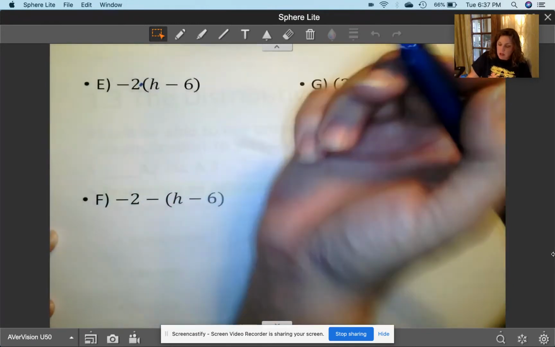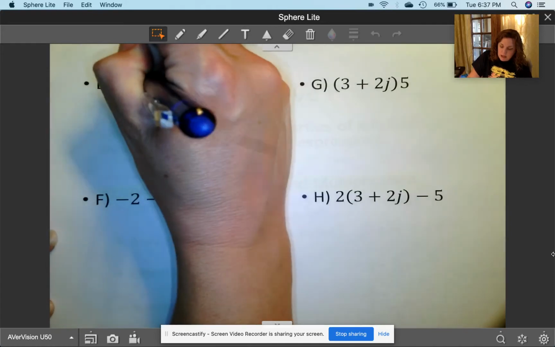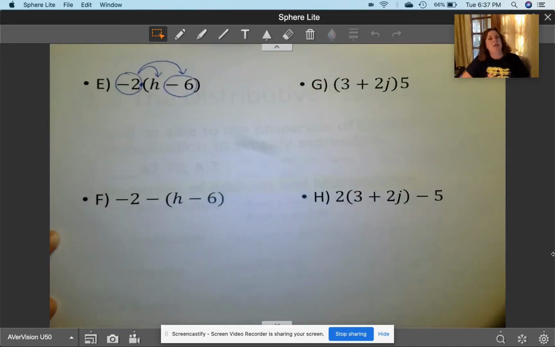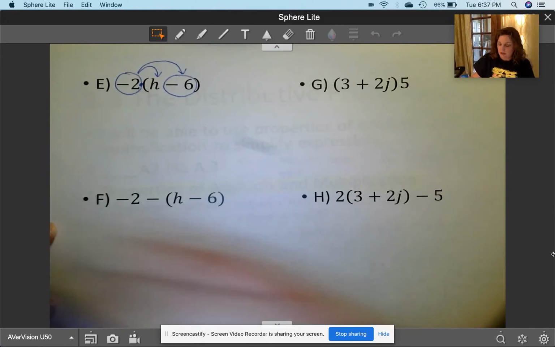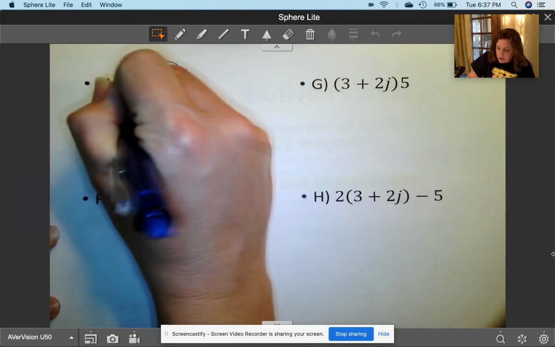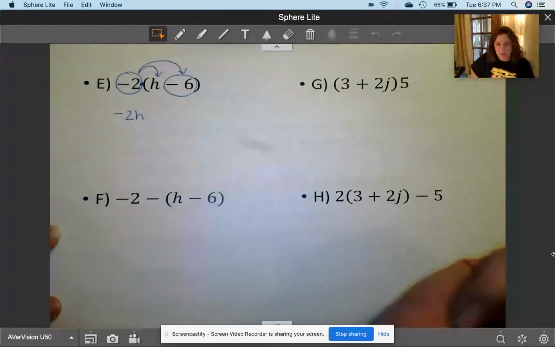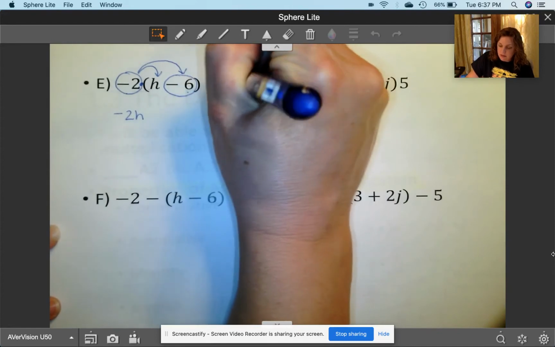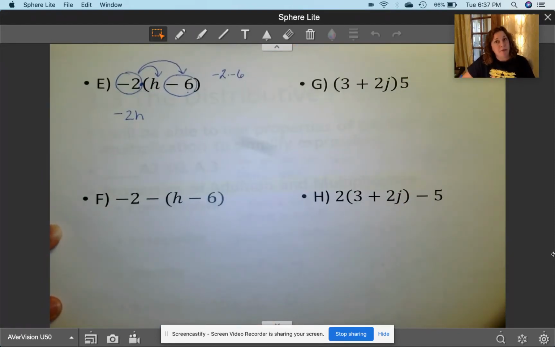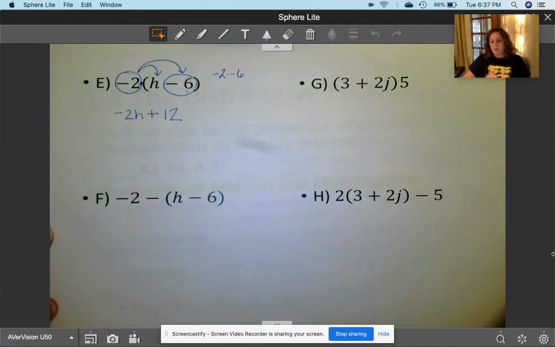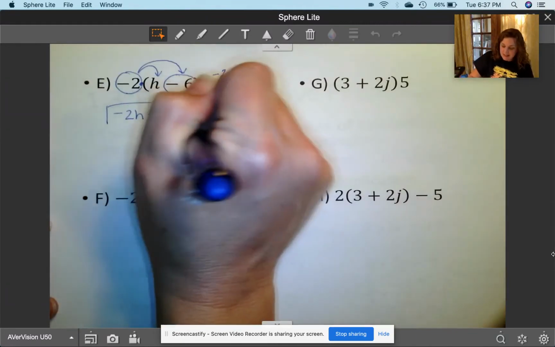It's totally fine. So we're going to distribute again this negative 2. And I'm going to make sure that I include the sign here. Make sure to keep it nice and neat. Don't get too messy with bunches and bunches of signs. Negative 2 times h is negative 2h. And negative 2 times negative 6. Even number of negatives is going to have a positive result. That is going to be a positive 12. And you're done. That's all we can do.